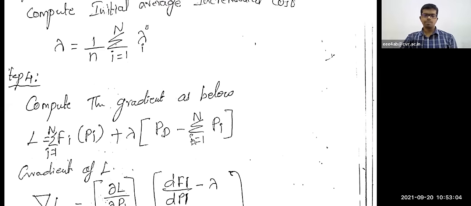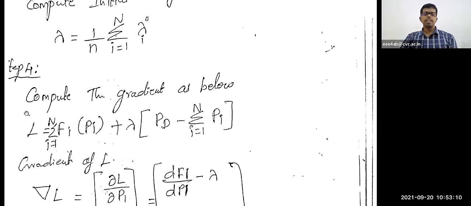The power balance constraint is PD minus PA. So here the Lagrange's function is equal to the summation i equal to 1 to n of Fi of PA, that is, the total fuel cost we need to minimize, plus lambda, that is a constant, into the constraint, the power balance constraint, PD minus PA. Okay. Next, how to take the gradient.